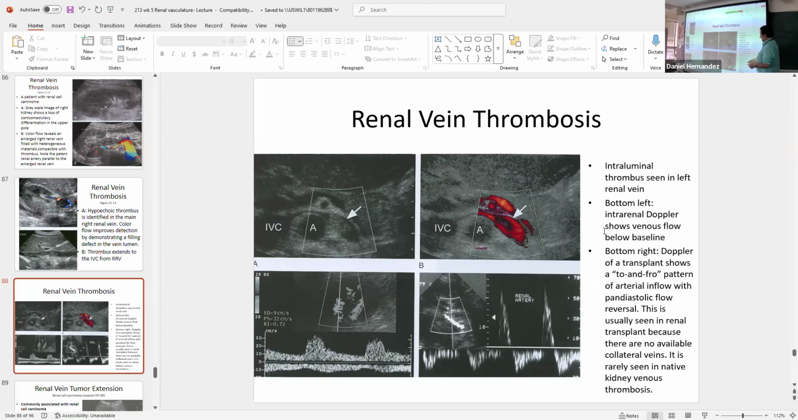So renal vein thrombosis can lead to this bidirectional flow. That's something that's kind of unique to renal vein thrombosis, and unique to one other type of rejection. We'll get into that, but it could also indicate renal vein thrombosis when we see that bidirectional flow in the renal artery.